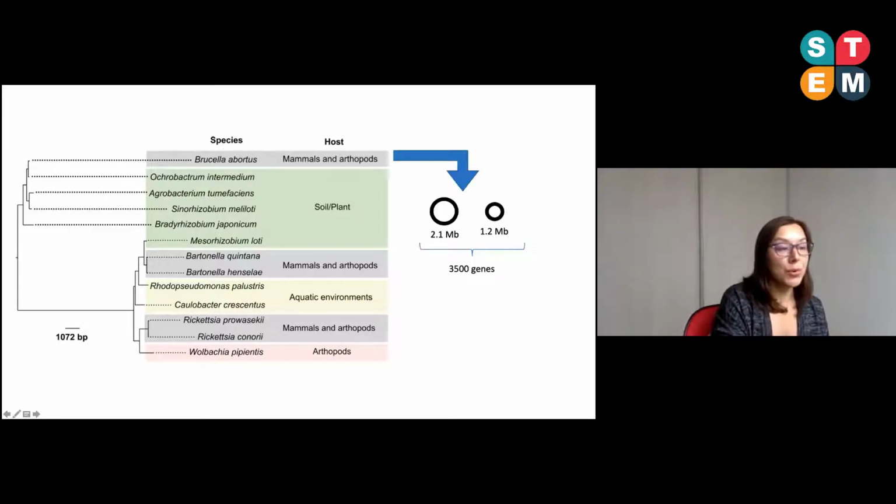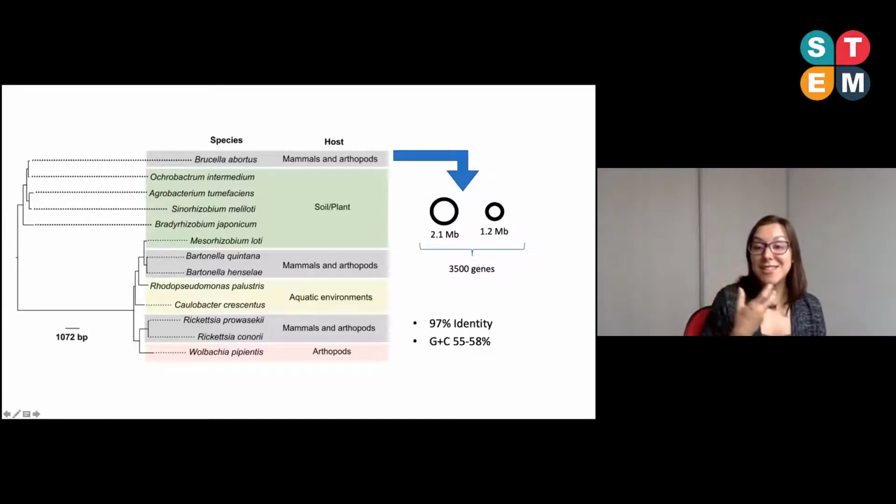made up of two chromosomes that all together code for around 3,500 genes. It has a big chromosome and a second one that seems to be a megaplasmid. That's what's understood from the phylogenetic analysis. And as I was saying since the very beginning, the species Brucella abortus, Brucella melitensis, Brucella canis, and Brucella ceti share 96 to 97% identity with a high GC content, going from 55 to 58%. What means that the genome is very stable.